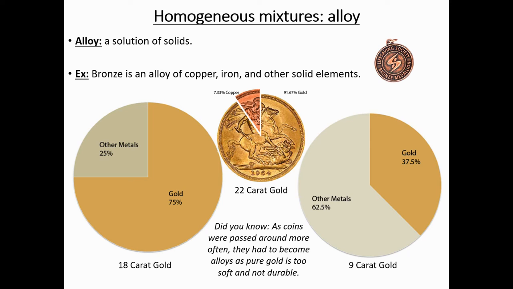Here's another example of a homogeneous mixture that we call an alloy. An alloy is really just a solution of solids. When we mix metals together, we don't chemically combine the metals. We just sort of dissolve them into one another. We always think that to dissolve something, you have to have a liquid and a solid, but that's not always the case. You can dissolve solids into solids as well. So the money coins that you have, they're examples of alloys, or a bronze metal is an alloy of copper, iron, and some other solid elements that are mixed together.